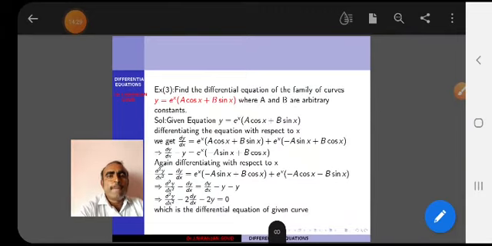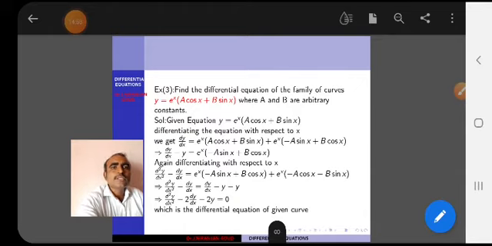See one more example. Find the differential equation of the family of curves y = e^x (a cos x + b sin x), where a and b are arbitrary constants. In the given equation, we have two arbitrary constants, so we are allowed to differentiate two times. Take the given equation y = e^x (a cos x + b sin x). Differentiate the given equation with respect to x.